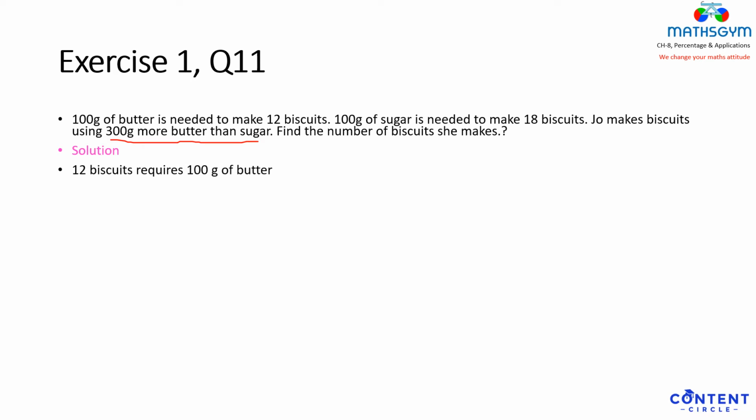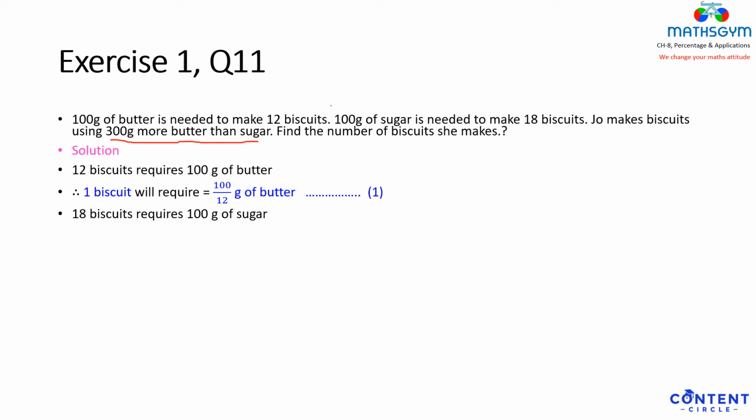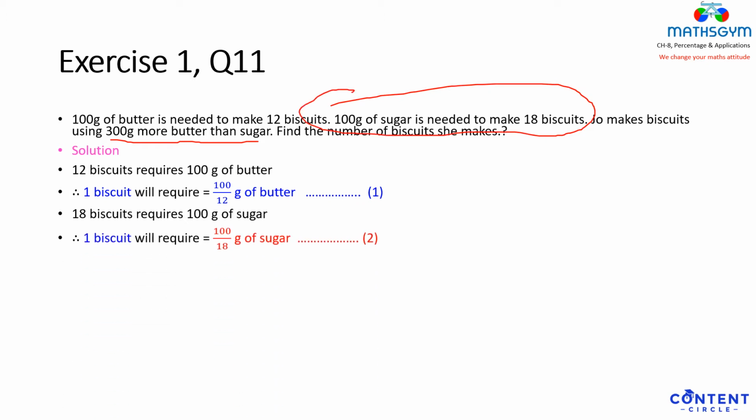12 biscuits require 100 gram of butter. So one biscuit will require 100 upon 12 grams of butter. Let's give this as equation number 1. 18 biscuits require 100 grams of sugar. This is given in our question out here. We are pulling out the information from this portion. So one biscuit will require 100 upon 18 grams of sugar.